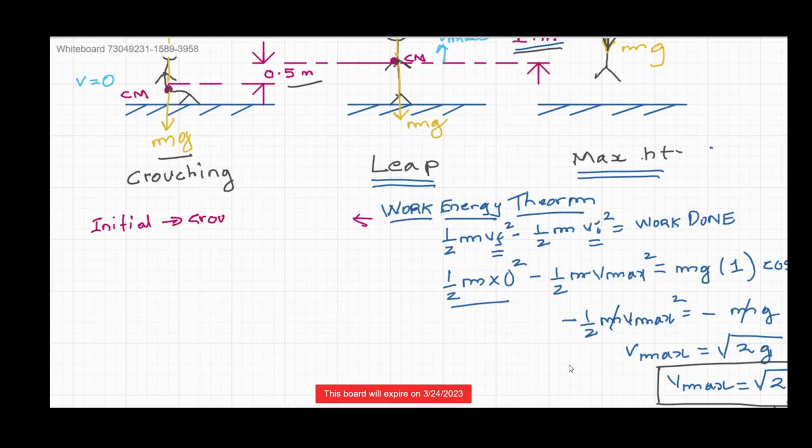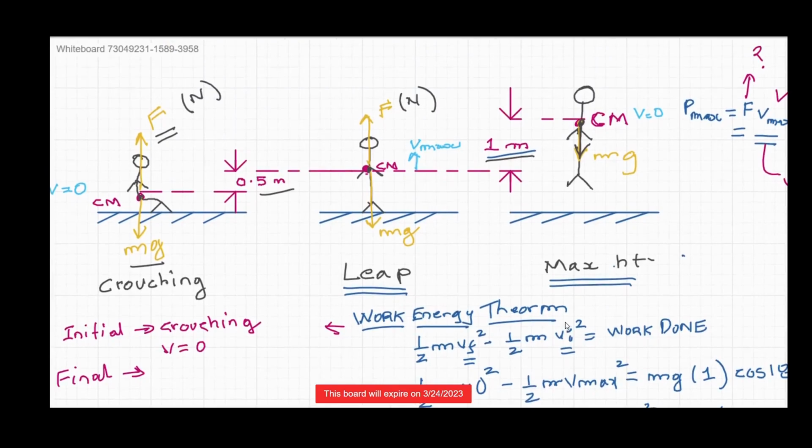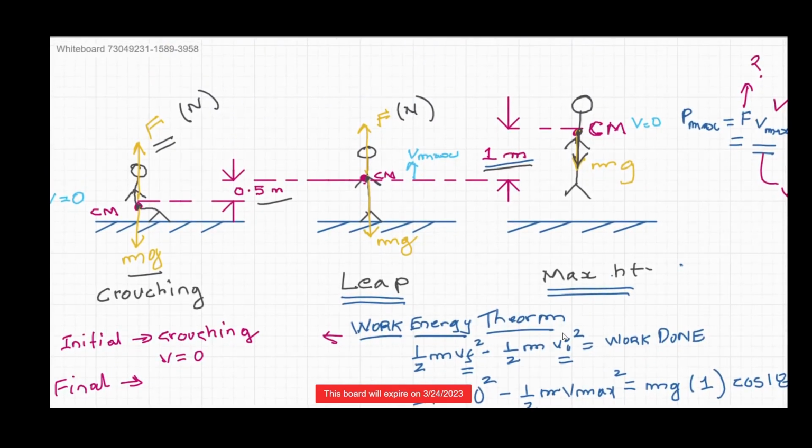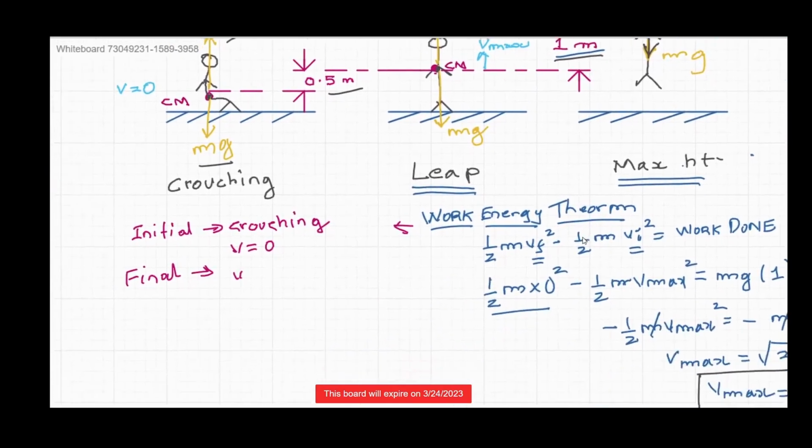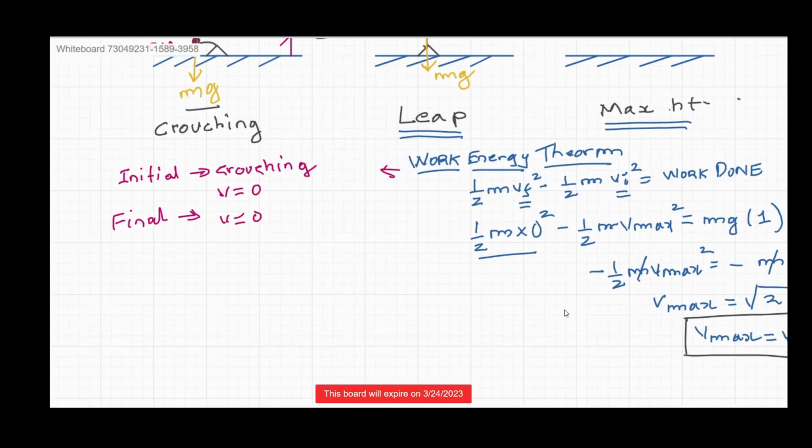So let's write that. Now what is the velocity over here? So write down the velocity. So velocity over here we know is 0, and the final position is this position, the maximum height position which he reaches, and the velocity over here is again 0. So please note all these things very carefully, so don't get confused.